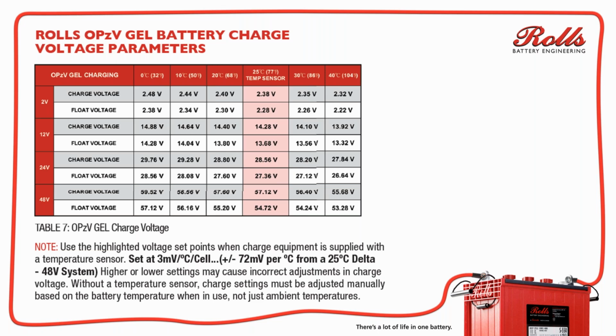Test between positive post and battery top. That just means I don't want any voltage there. There should be 0 volts. If you measure from the negative to the top or the positive to the top and you get any voltage whatsoever, that means someone has spilled electrolyte and there's still electrolyte on the top of that battery. And so that needs to be cleaned off. It's not dangerous, but it just tells you that someone's been overfilling.